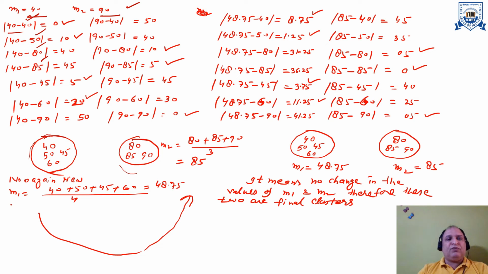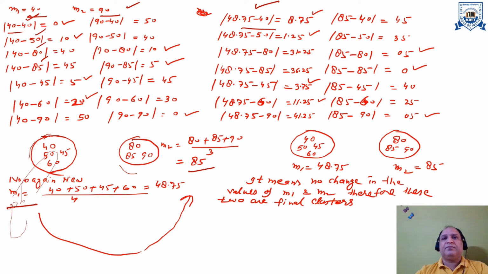Now again we will try to find what? Mean. So M1 will be 40 plus 50 plus 45 plus 60 divided by 4. And here again we are trying to find the mean of the second cluster, 80 plus 85 plus 90 divided by 3. So this is coming to 85. Now these two will become the new centroids of the clusters, and again we will try to find the similarity from the other points.